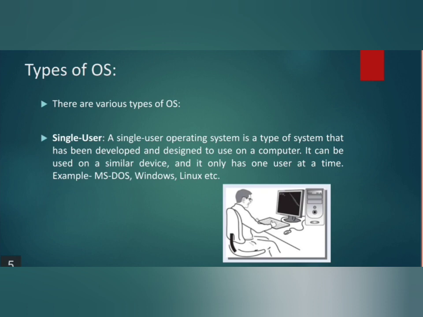So there are various types of OS. The first one is single user. From the name you can understand single user means one user at a time. Going through the definition, a single user operating system is a type of system that has been developed and designed to use on a computer. It can be used on a similar device and it only has one user at a time.